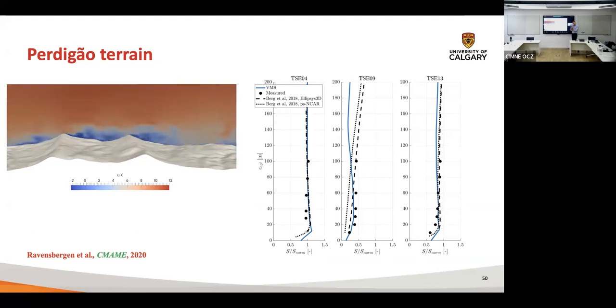So what we're doing now, to allow a more realistic flow field, is coupling our VMS with the WRF model. It's like a weather prediction, to account for this mesoscale effect.